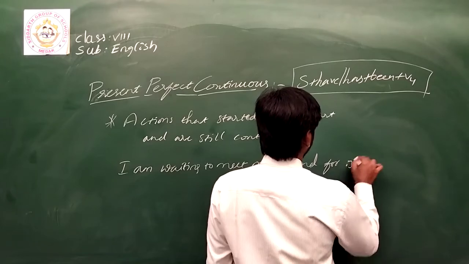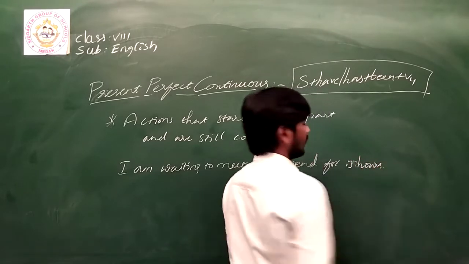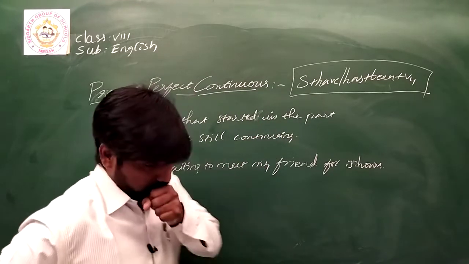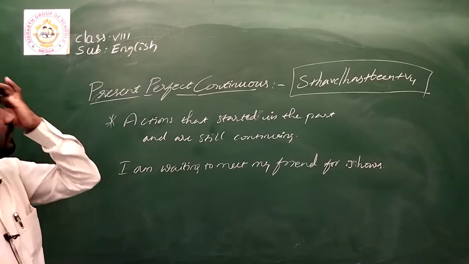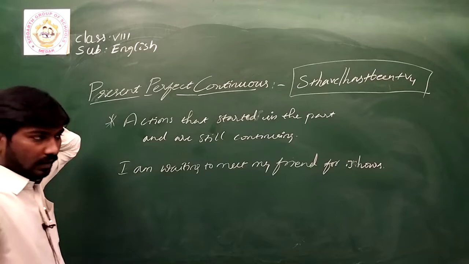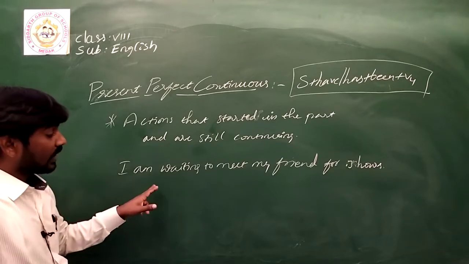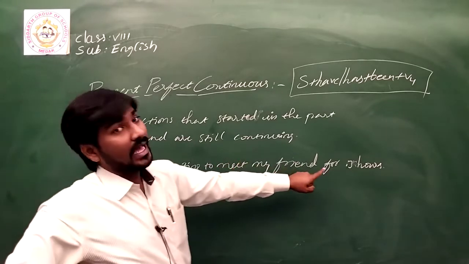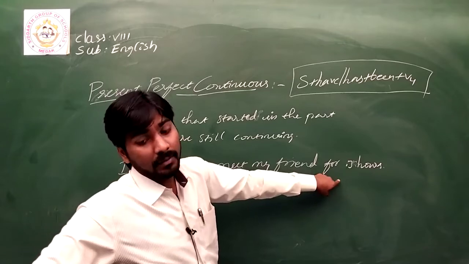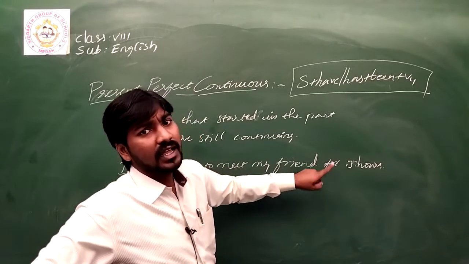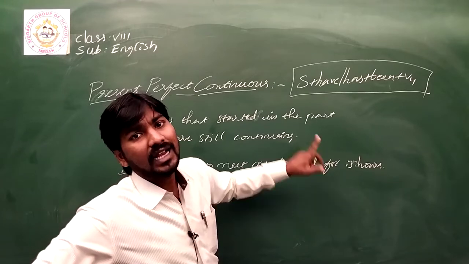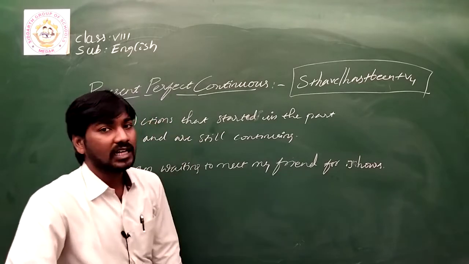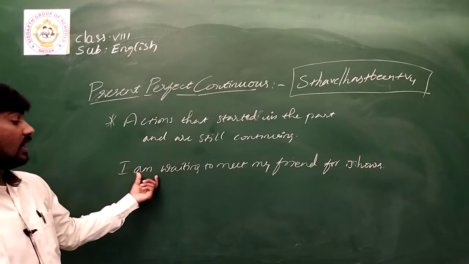See here, children. I use the present continuous and I said, I am waiting to meet my friend for 3 hours. It is wrong. Why? Because, of course, you can say, sir, it is continuous tense, sir. Yes, continuous. But if you mention the time here, because it has been started in the past, for 3 hours means it is denoting that it has been started in the past. So when you are talking about for 3 hours, we should not use present continuous. I am waiting is wrong.